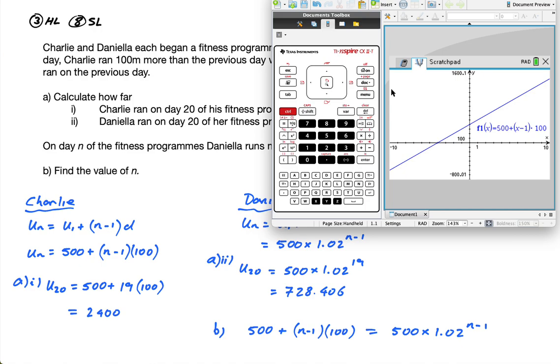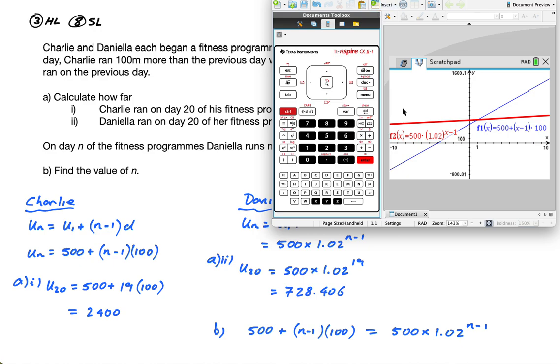Now I'm going to draw her graph. So her graph is going to be 500 times 1.02 to the power of x minus 1, which is this. Okay, now hang on, that can't be perfectly right. Okay, yeah, sorry, they do actually start the same, because at day 1, they're both at 500. Sorry, that doesn't make sense.